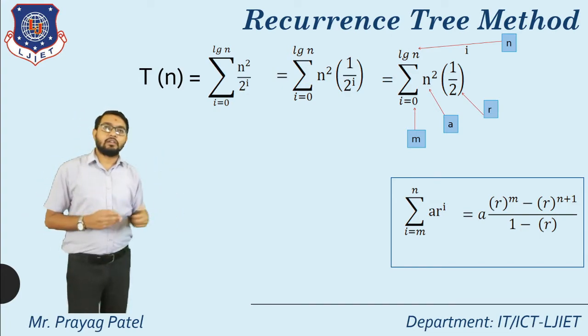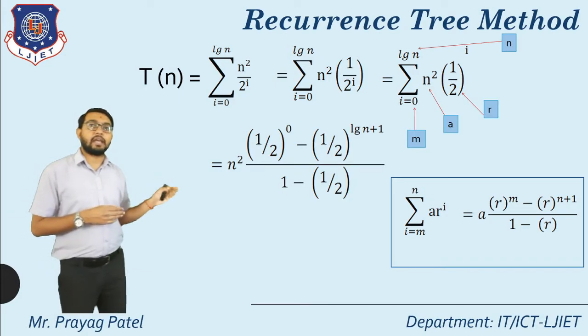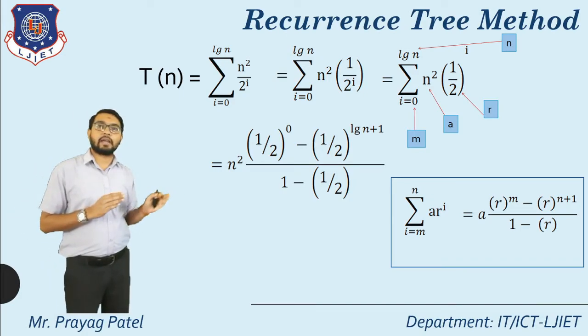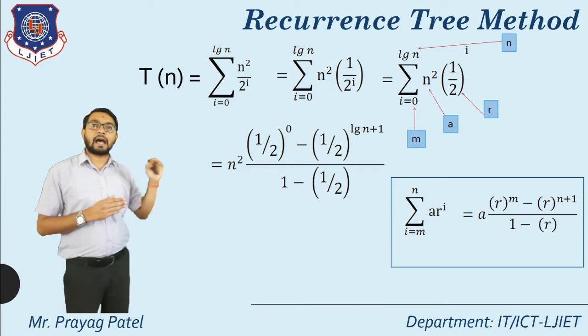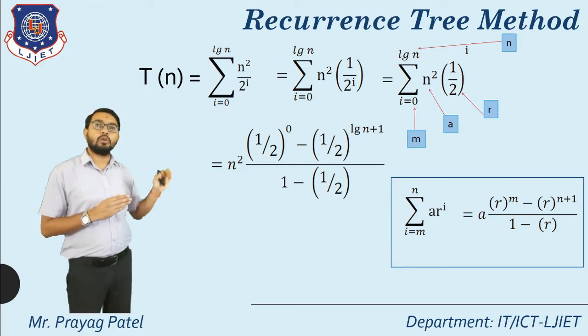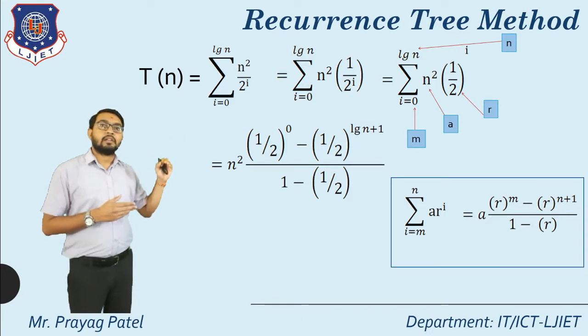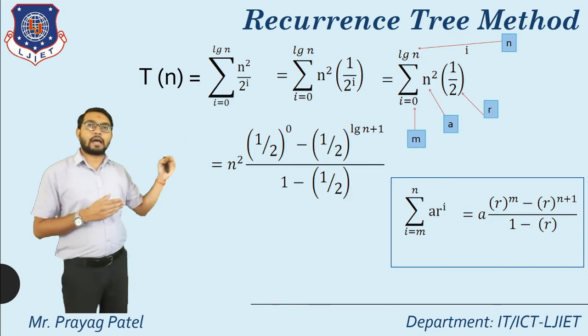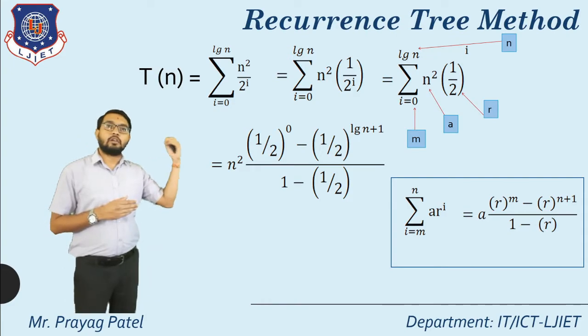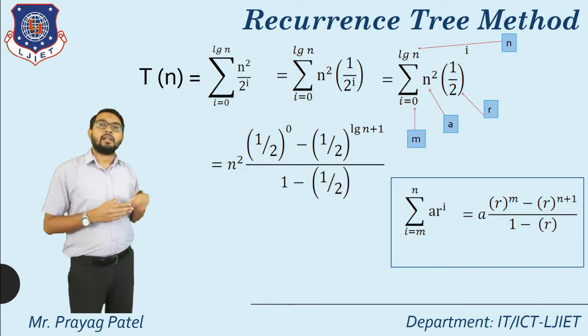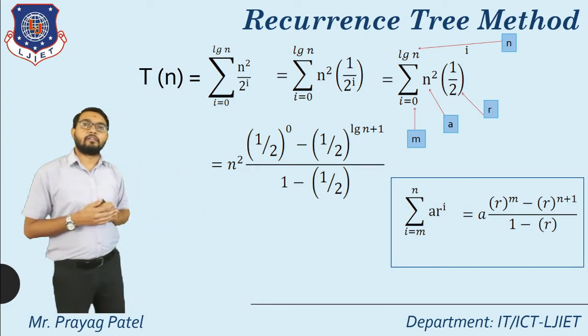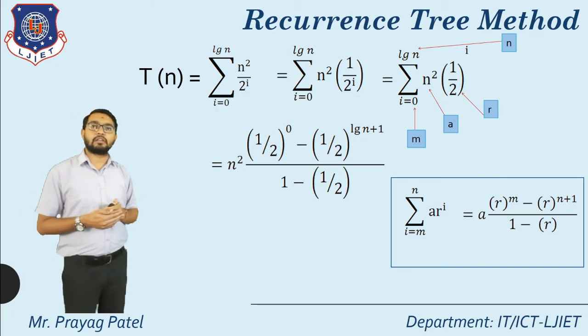According to this formula, our next step is: a means n square, so first put n square. Then r raised to m, where r means 1 by 2 and m means 0, so 1 by 2 raised to 0, minus r raised to n plus 1. Here r means 1 by 2, and n means log n base 2 plus 1. And on the lower side, 1 minus r means 1 minus 1 by 2.